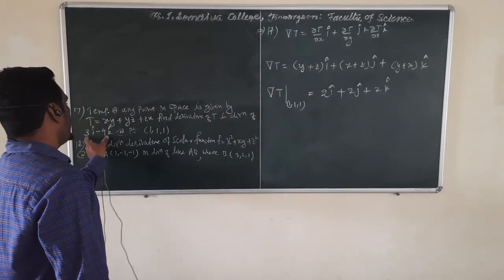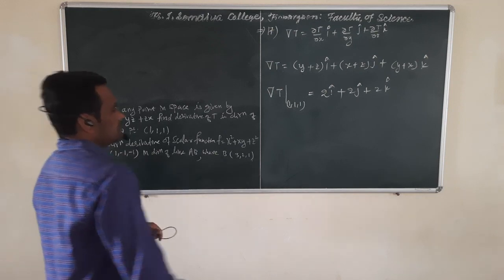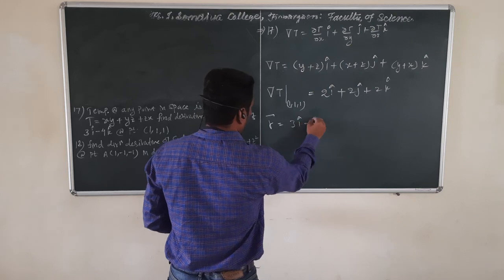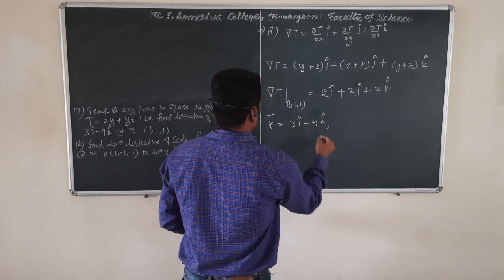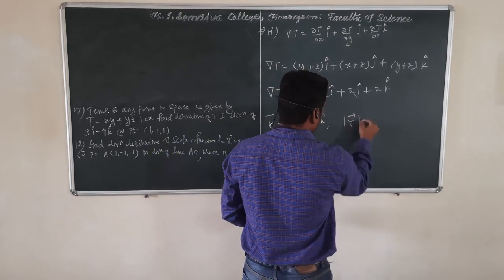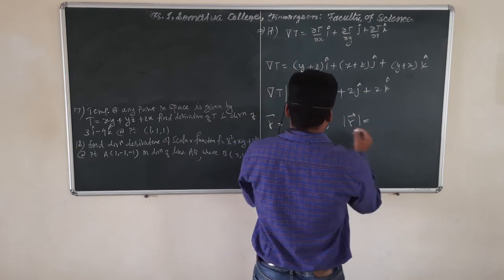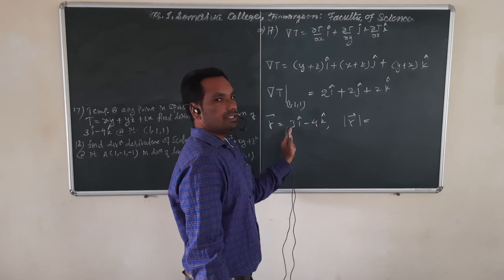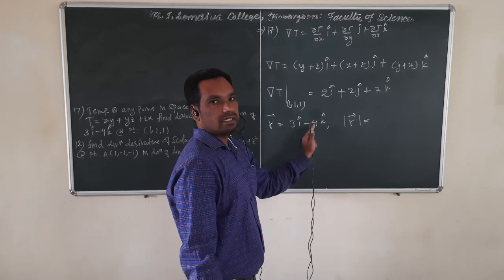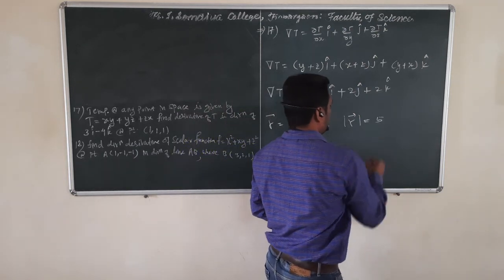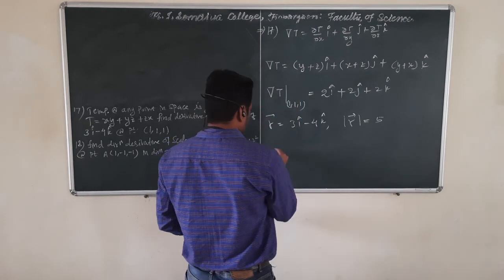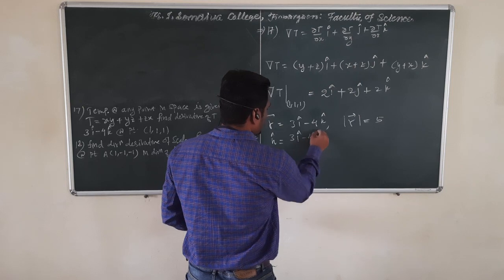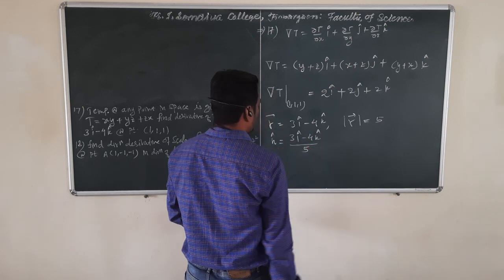Now we have to find out the directional derivative in this direction. The given vector r is 3i minus 4k. The magnitude of this vector is the square root of 3 squared, which is 9, and 4 squared, which is 16, so 5. And n cap is (3i minus 4k) divided by 5.